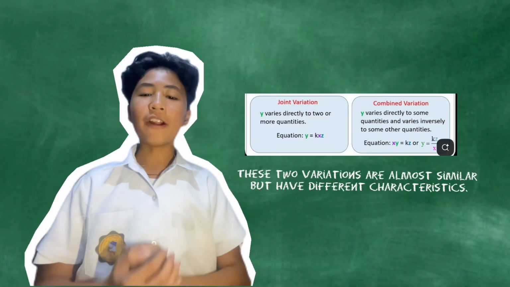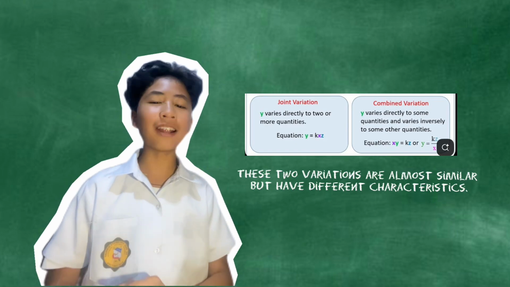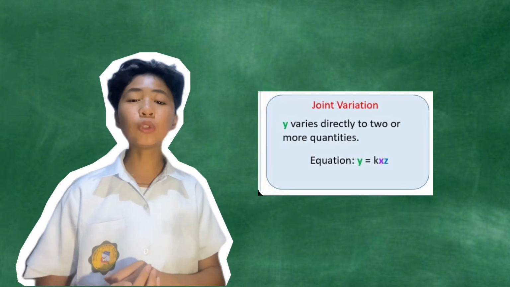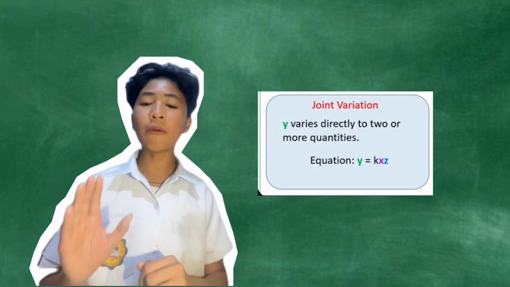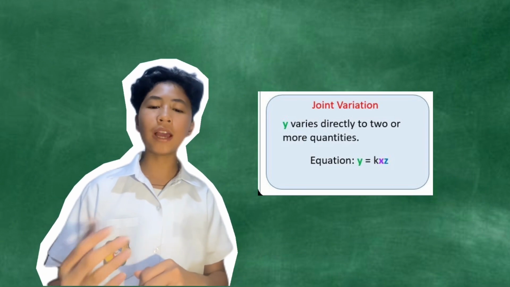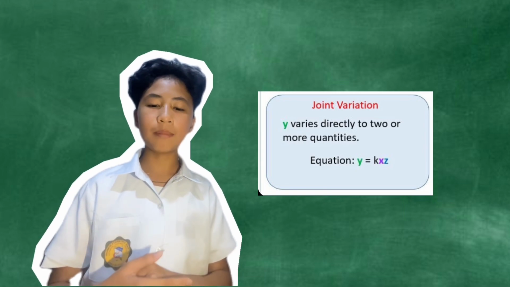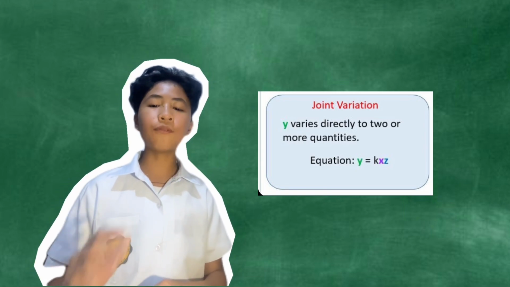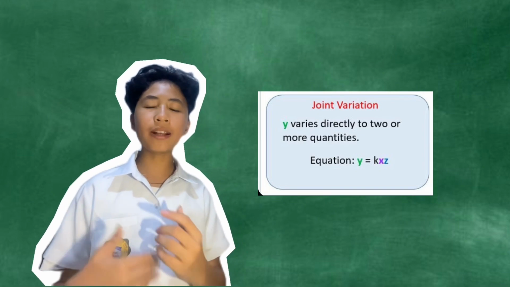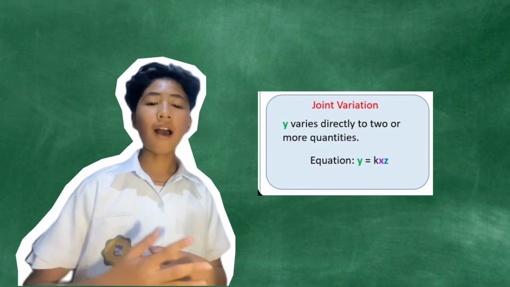The two final variations are the joint and combined variations. These two variations are almost similar but have different characteristics. Joint variation is when one quantity varies directly with two or more other quantities at the same time. The formula we have to follow is y equals kxz, where k is constant. What this means is that if x or z increases, y also increases. Since it's directly proportional to both, the variables work jointly to affect y.